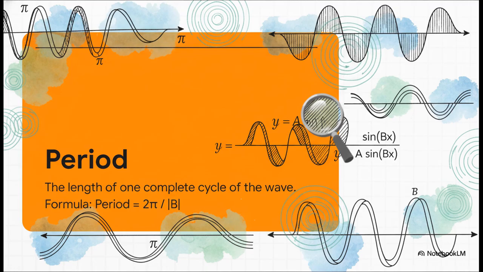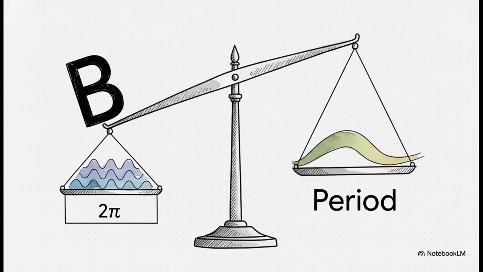But here's the big gotcha, and you really got to pay attention to the formula here. You don't just find the period in the equation. You have to calculate it using that b value. It's always going to be 2 pi divided by the absolute value of b. And this right here, this is probably the biggest mistake people make. So let's really nail this down.